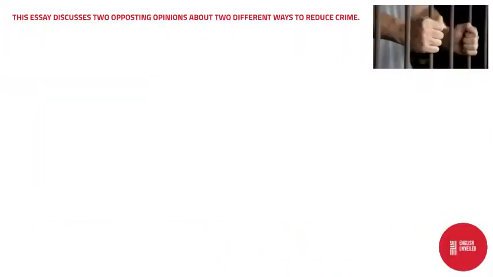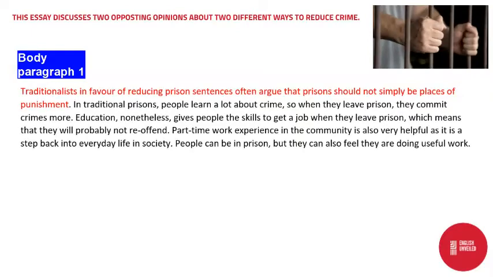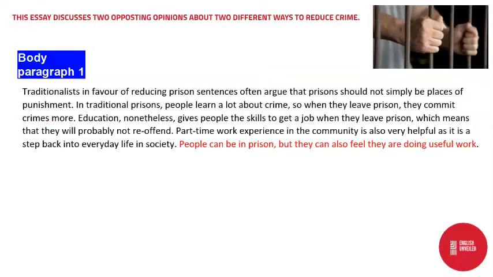The main body of a thesis-led essay usually starts with a body paragraph. Body paragraph 1 focuses on the argument for reducing prison sentences. It starts with a topic sentence, followed by supporting sentences supporting the topic sentence. The paragraph might or might not end with a concluding sentence.